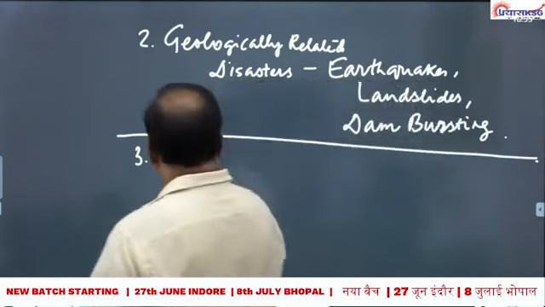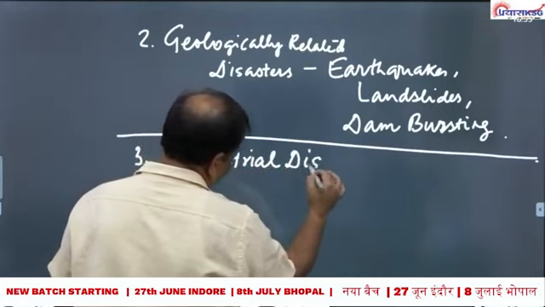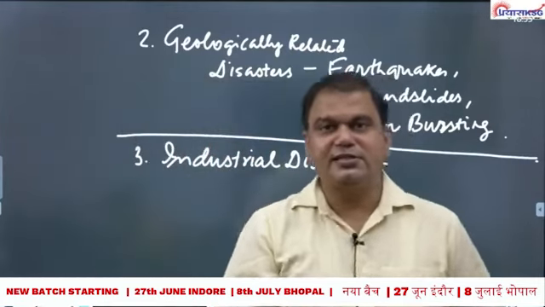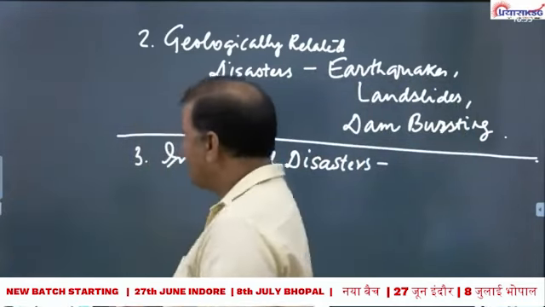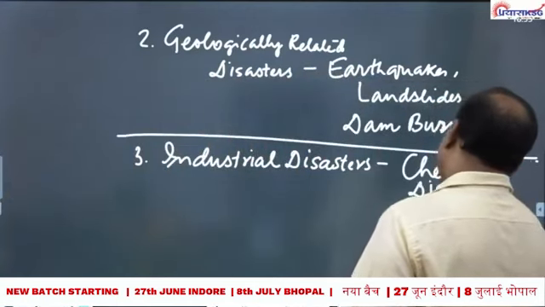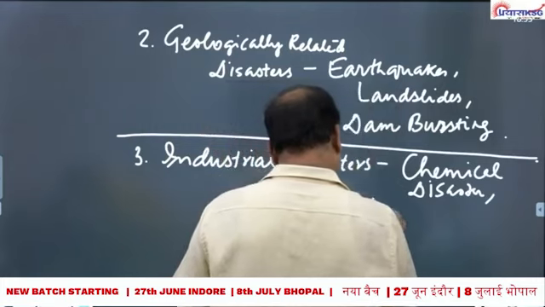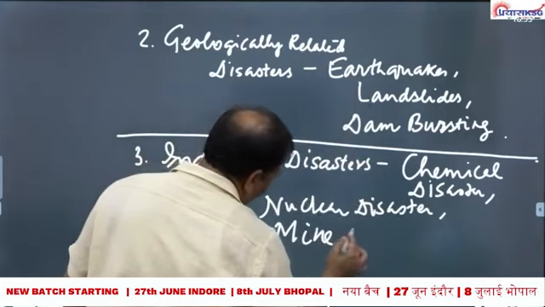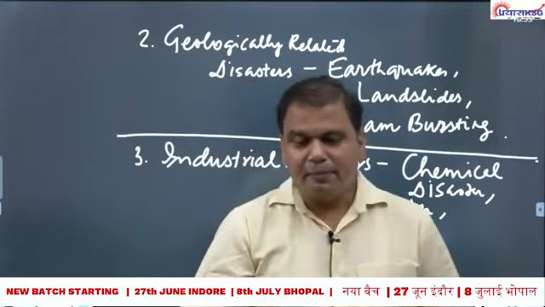Third category, industrial disasters, which includes chemical disaster, nuclear disaster, mines disaster.